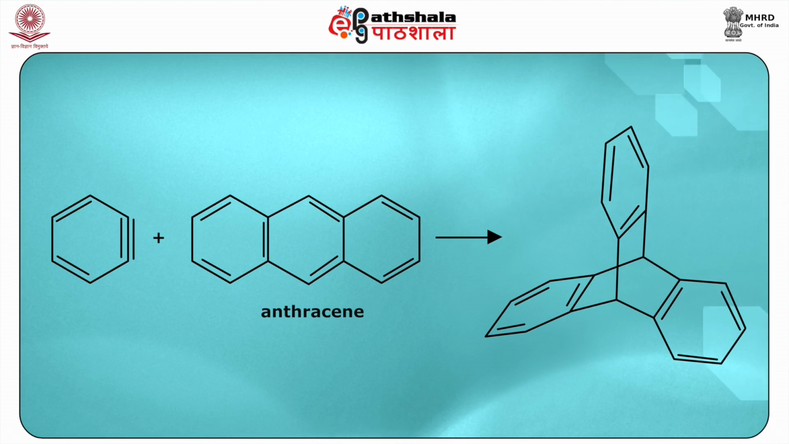Benzyne undergoes Diels-Alder reaction with anthracene to give a symmetrical cage structure. Now, you can see here again, if you consider this kind of benzyne and the anthracene, you can see how much symmetrical cage structure is obtained. Now, you can realize how important the benzyne intermediate is. Apart from it being an intermediate in the nucleophilic aromatic substitution, it is also useful in the Diels-Alder reaction.